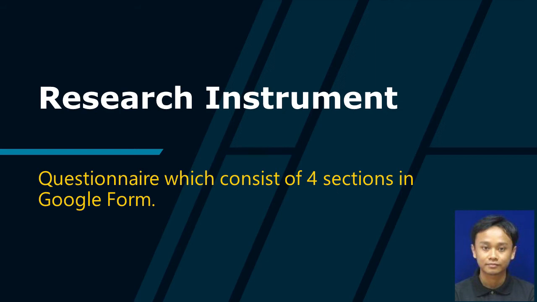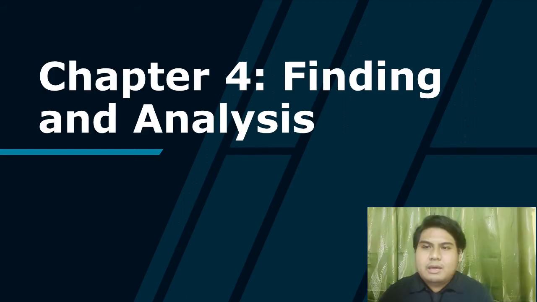In section B, the questions are about how students feel about their online classes. While in section C, the questions are about the platform used for online classes, and section D is about the opinion of students on instructor behavior in online classes.